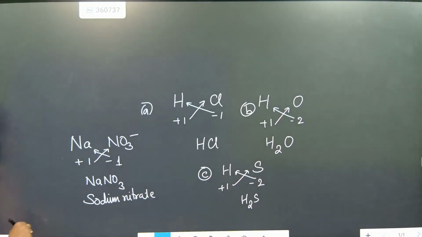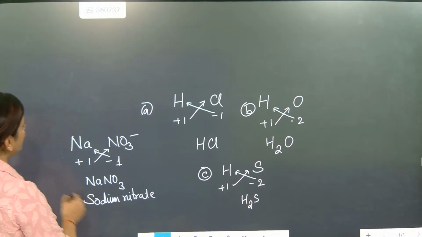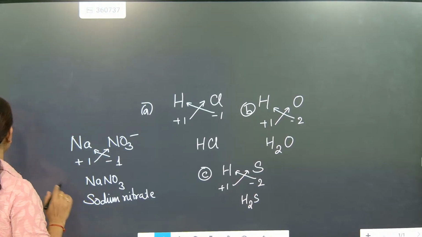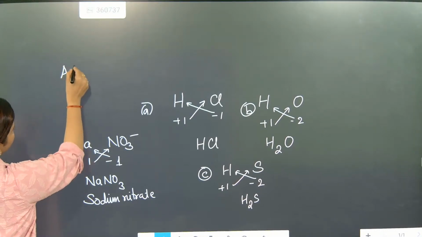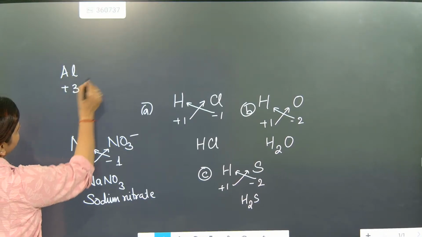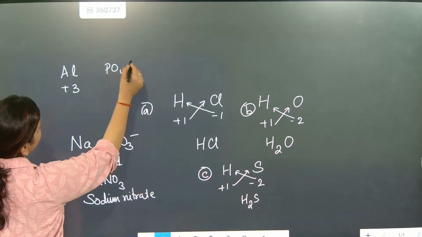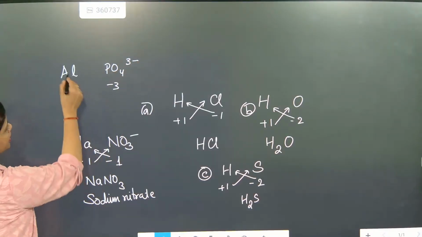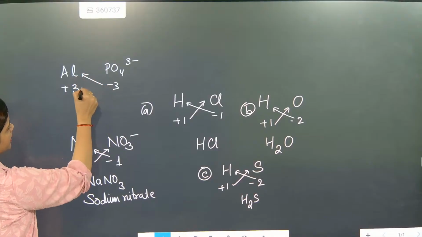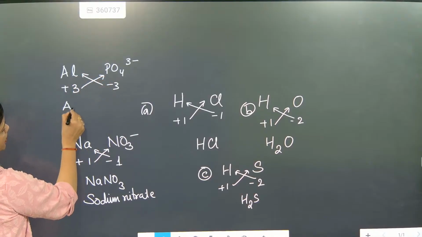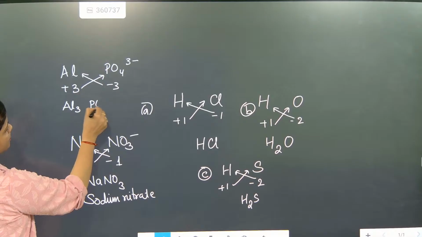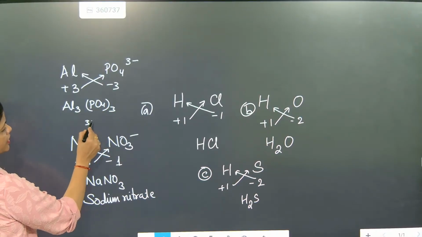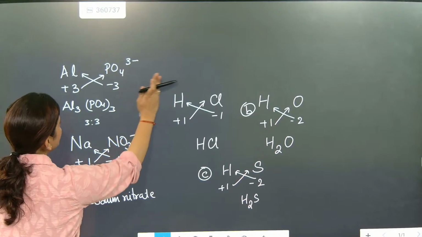Got it? This is called sodium nitrate. Now comes aluminium phosphate. For aluminium phosphate, aluminium has 3 plus and PO4 has 3 minus. According to the crisscross rule, this goes this side and this goes this side. So Al will have 3 and PO4 will also have 3. So it is a 3:3 ratio, and when the same ratio is there, it gets cancelled.